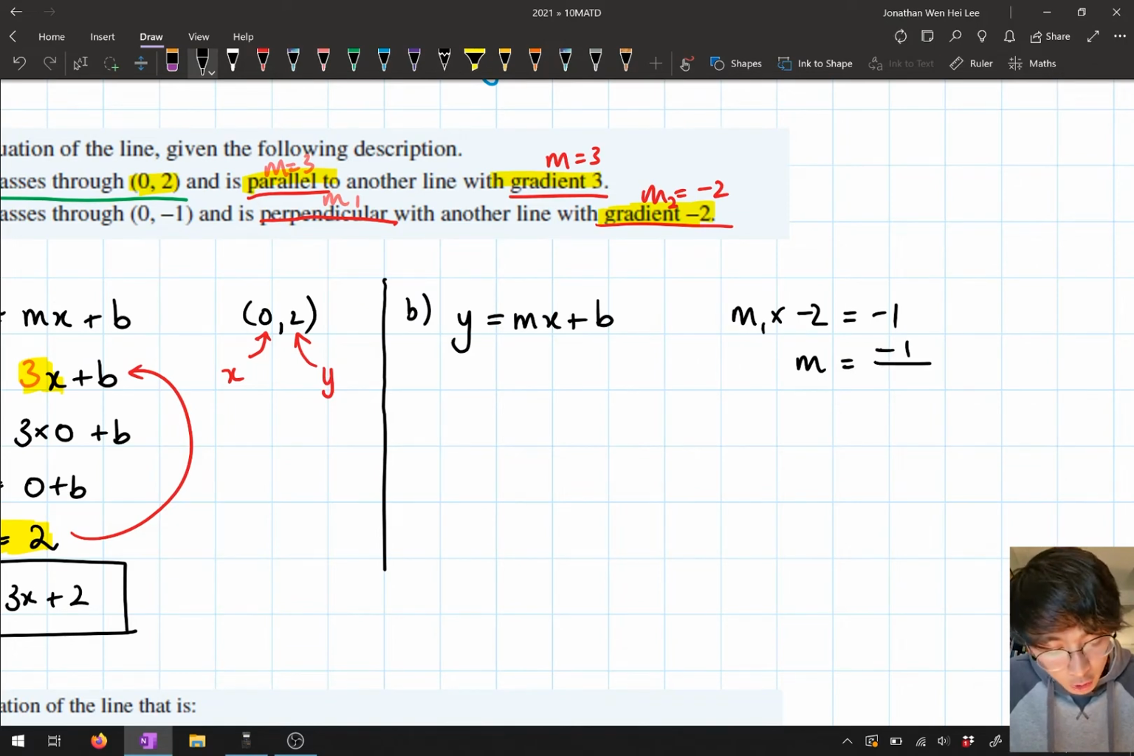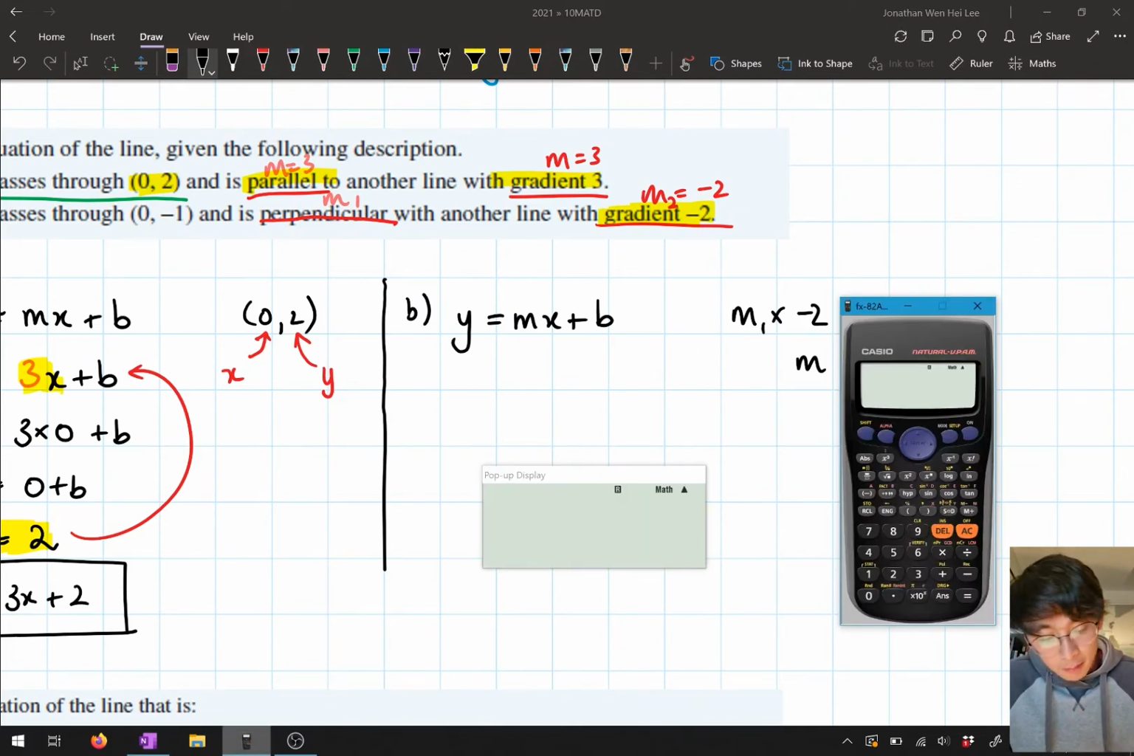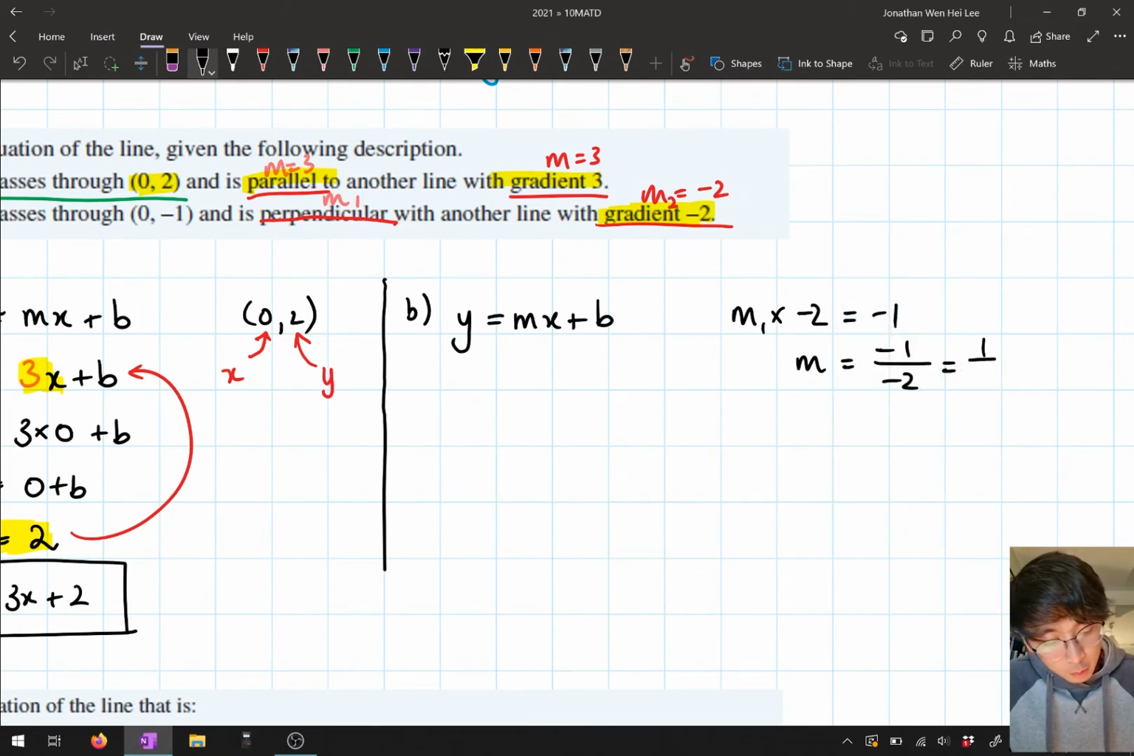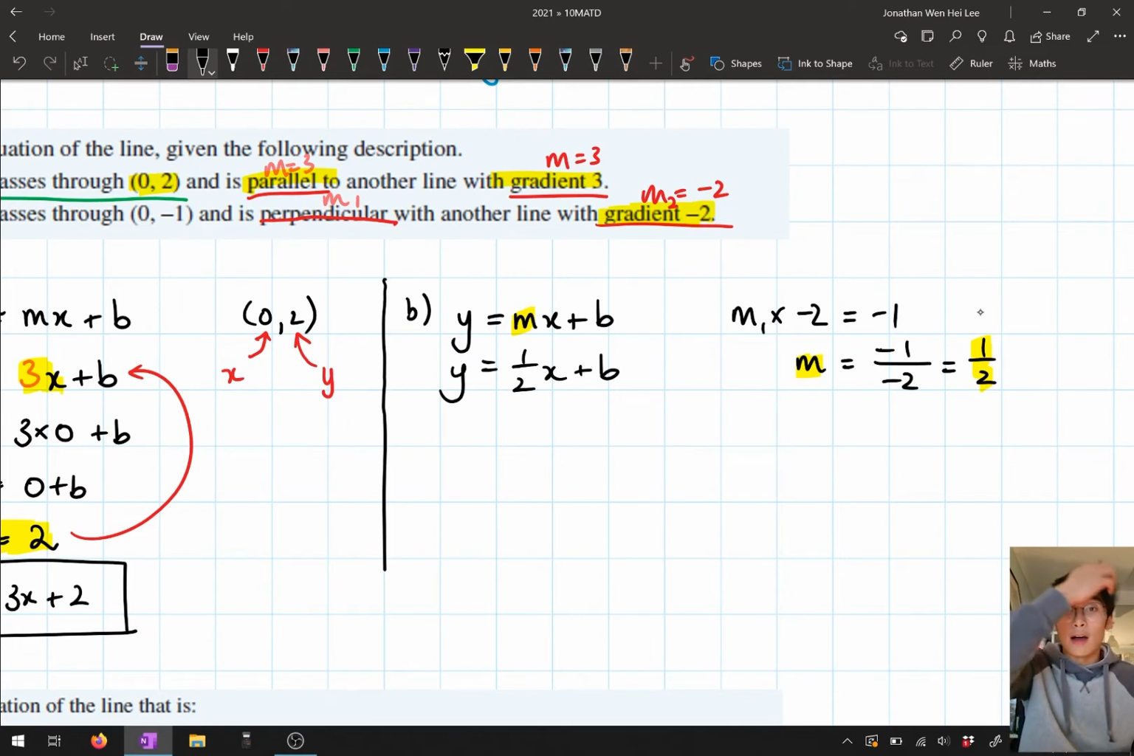So here I have -1 over -2. And if I put that in my calculator, I just get 1 over 2. So here the negatives will cancel out, and so I would be left with 1 over 2. And so my gradient is just 1 over 2. And I can replace this value of 1 over 2 in my equation here. So y is equal to a half x plus b. So that's the first piece of information we needed to find, the gradient.